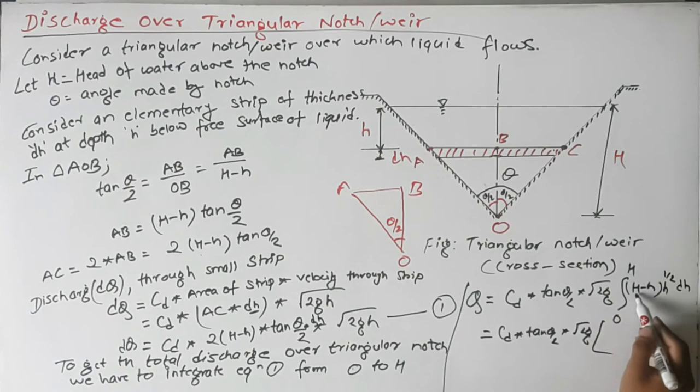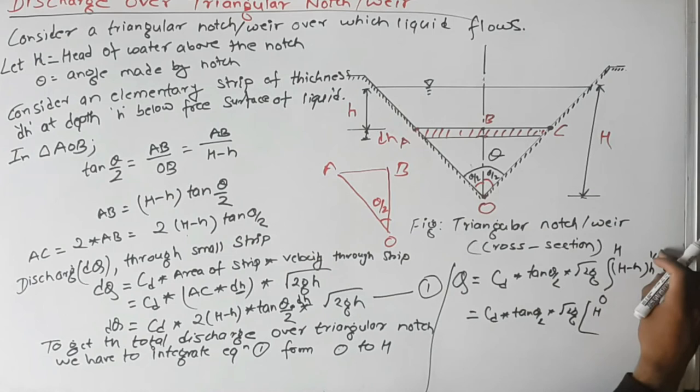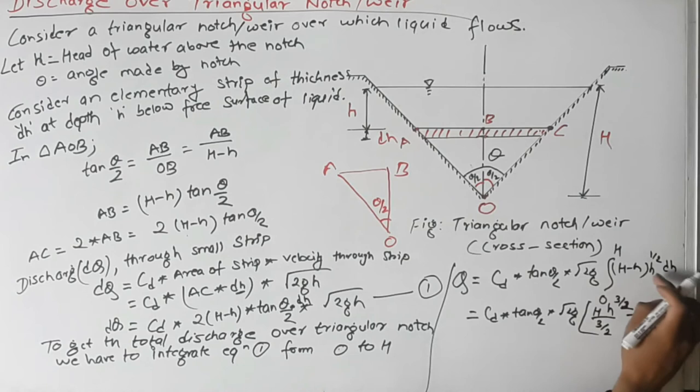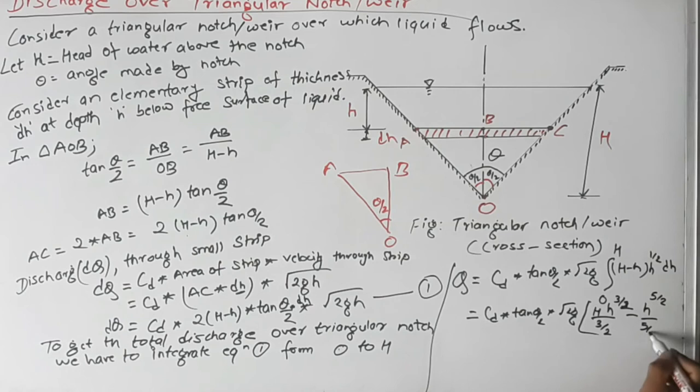When integrated, we have capital H, and we integrate h to the power 1 by 2, that is h to the power 3 by 2 upon 3 by 2, minus. When h and h to the power 1 by 2 are multiplied, we get h to the power 3 by 2, and integrating that, we get h to the power 5 by 2 upon 5 by 2. And this limit is from 0 to H.